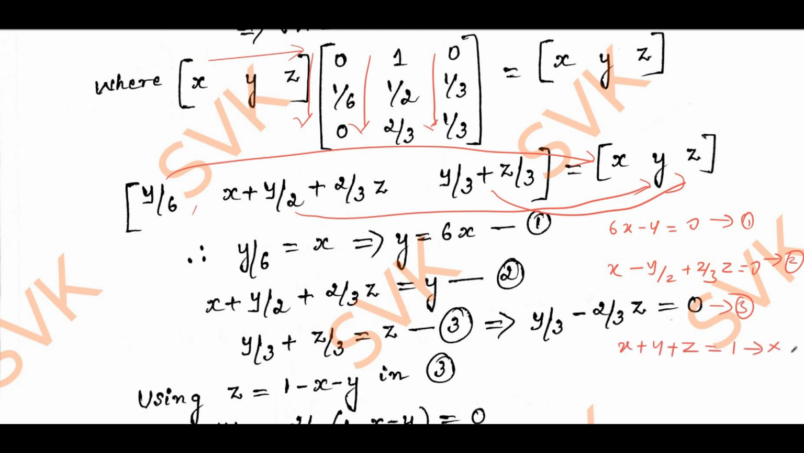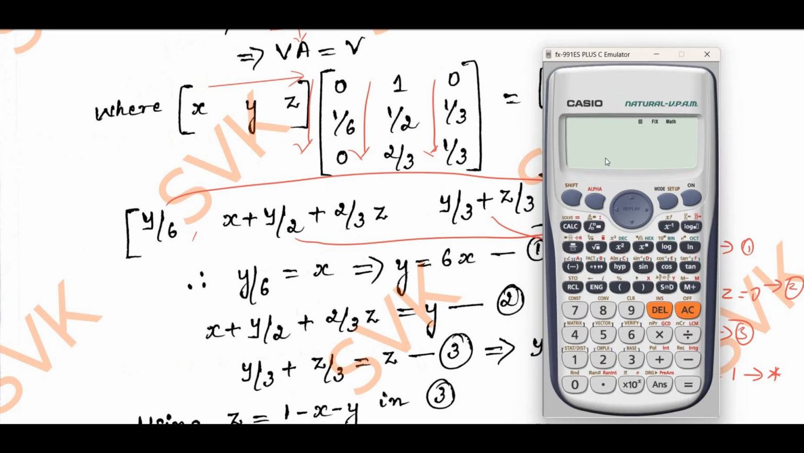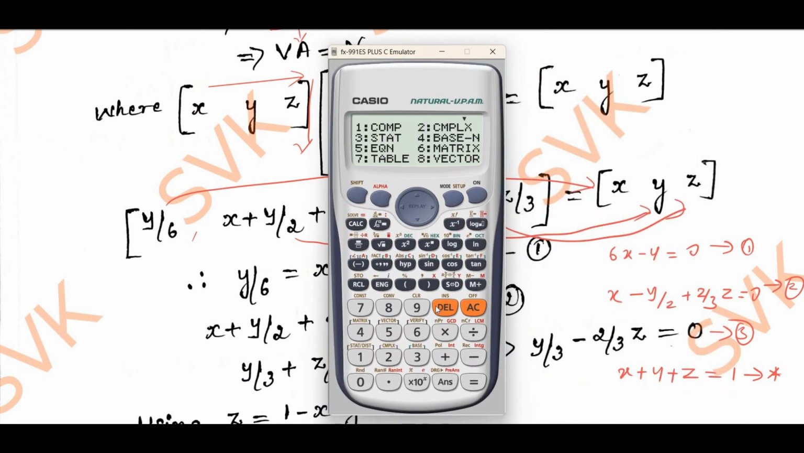So I will name this equation as star. Once you find these four equations, take out your calculator and go to equation mode. Go with mode, equation, consider 5. In that equation, consider second equation 2. And out of these four equations, I am leaving the third equation.